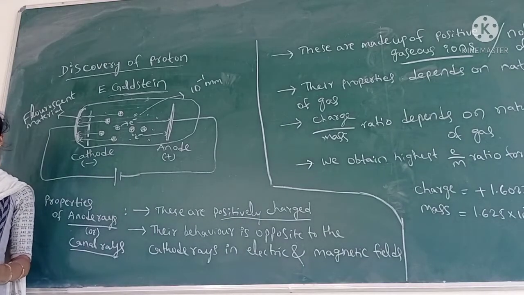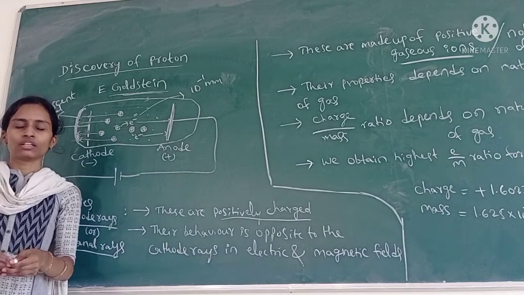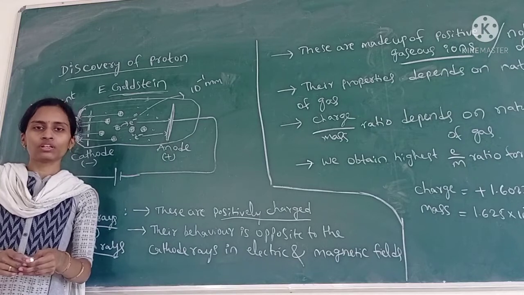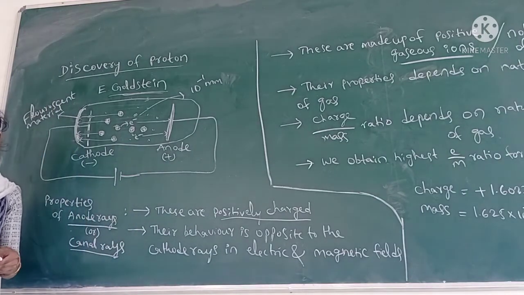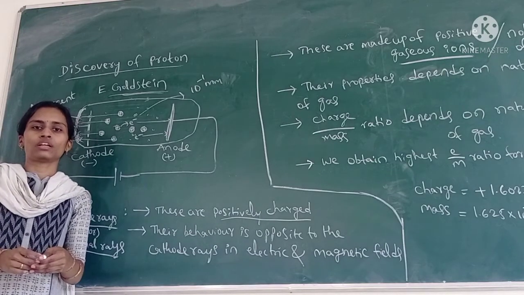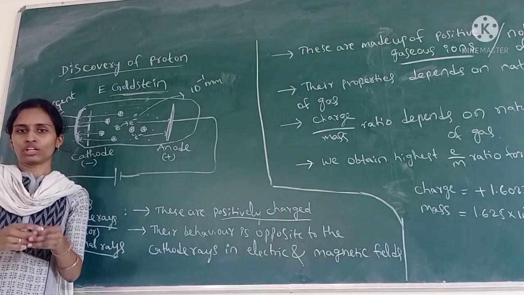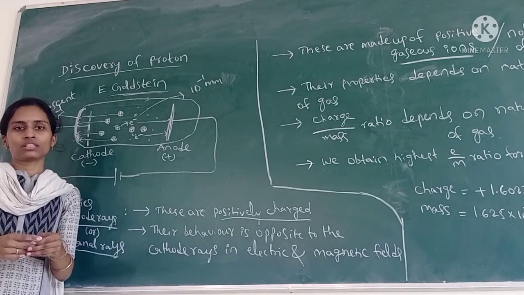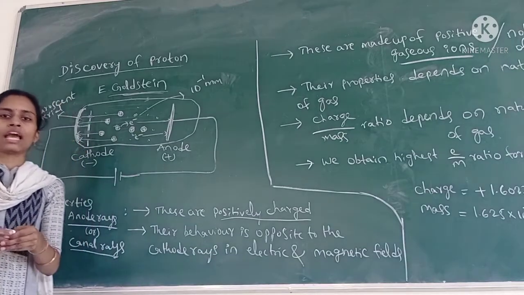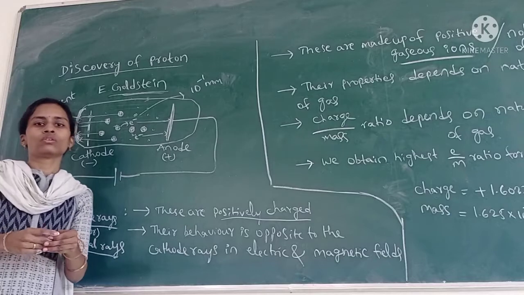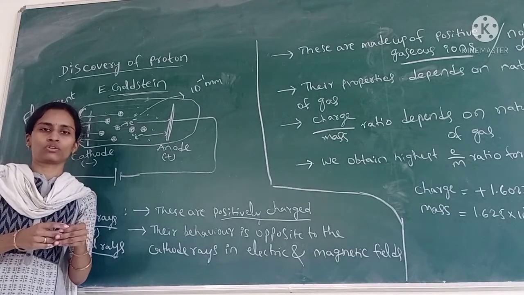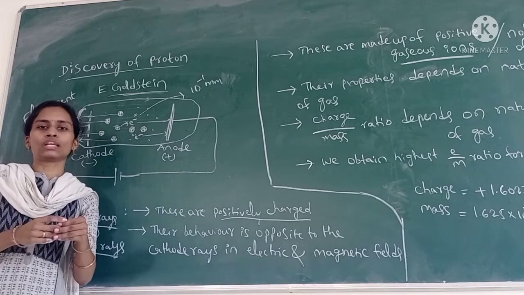Yesterday we discussed subatomic particles. What are the important subatomic particles? Electron, proton and neutron. Yesterday we discussed the electron discovery in the cathode ray tube experiment. In that, we took a cathode ray tube and metal pieces, where one acts as cathode and one acts as anode. The cathode rays are attracted by the positive electrode and repelled by the negative electrode, so they contain negative charge.